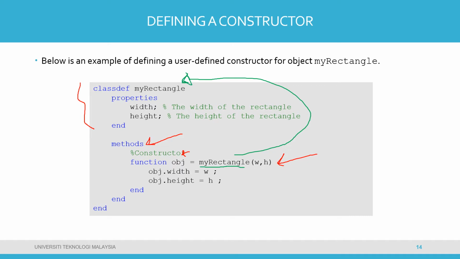So obj.width equals w. Object height is equal to h. So this is the object, and the inputs are w and h.